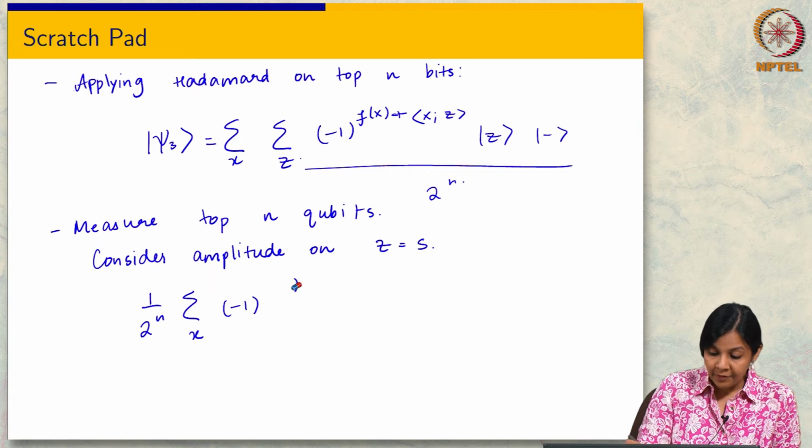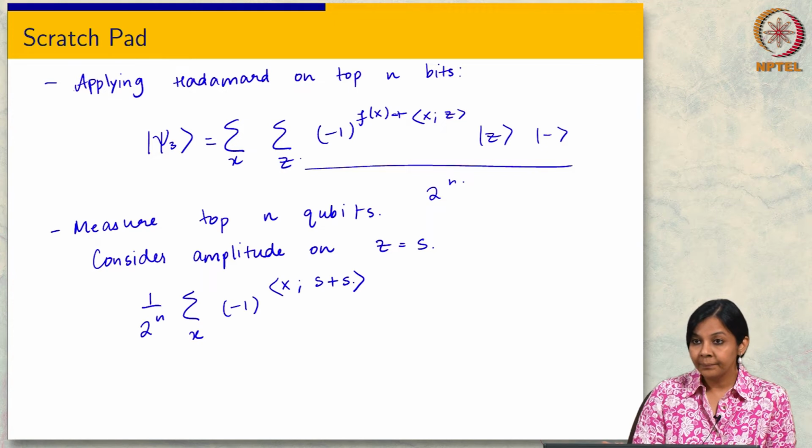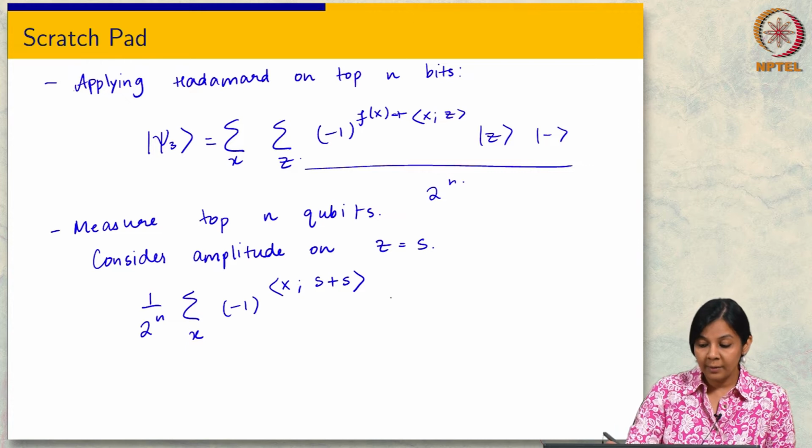wait, let us simplify this. So minus 1 to the x·s plus x·s. Do you agree? So f(x) is nothing but x inner product s, and you are considering the point s, z is equal to s. So this is what you get, correct?